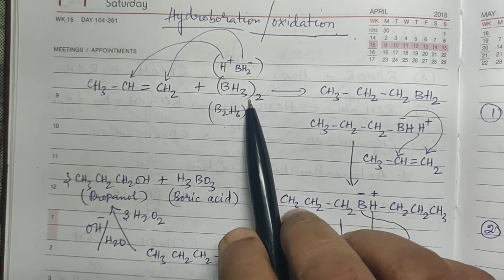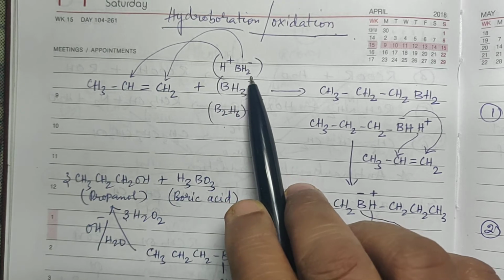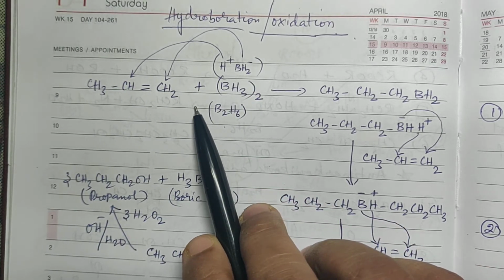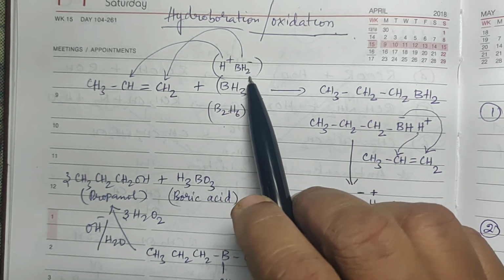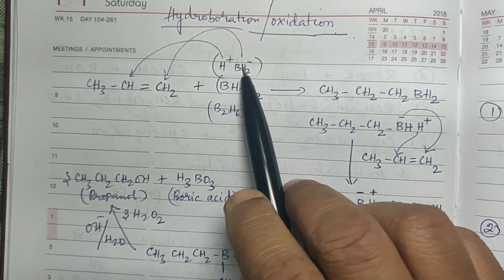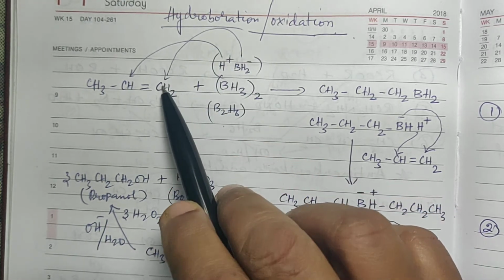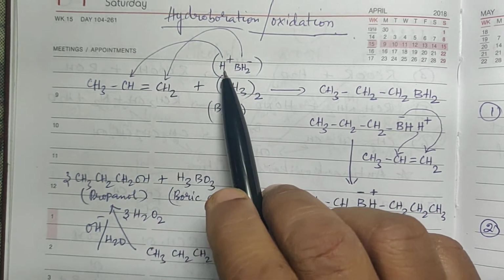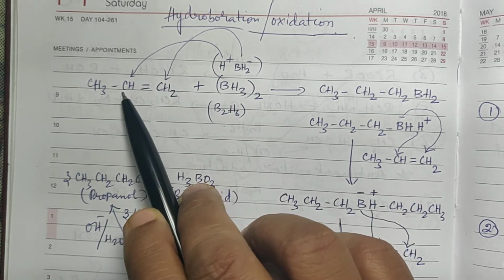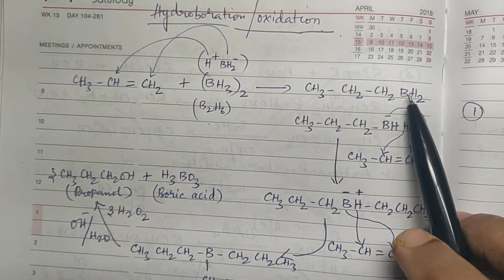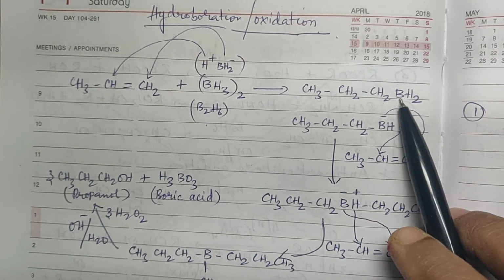Now, this BH3 is splitting in the form of H plus and BH2 minus, and you know very well that this is following anti-Markovnikov addition. So, the negative part of the added molecule adds on to the carbon having more hydrogen. So, BH2 minus is getting attached to this carbon, and H plus is getting attached to this carbon, and you get this. Now, again, there is hydrogen attached to boron.